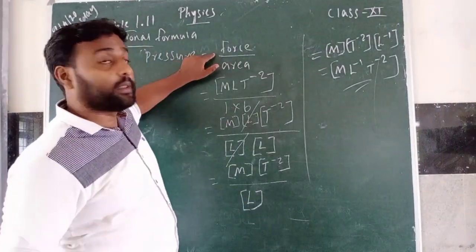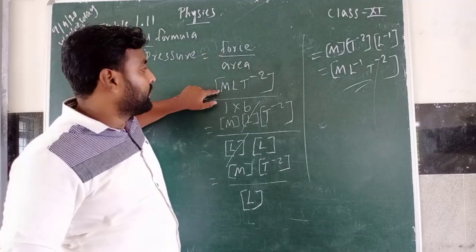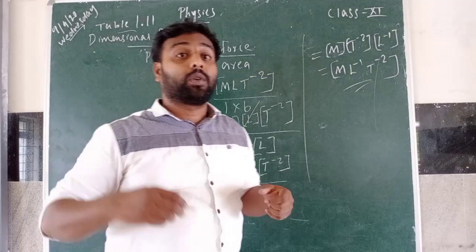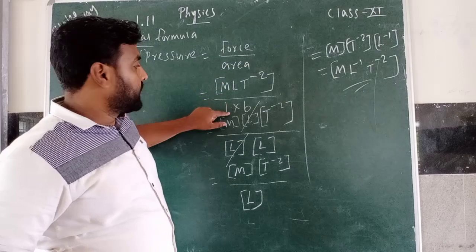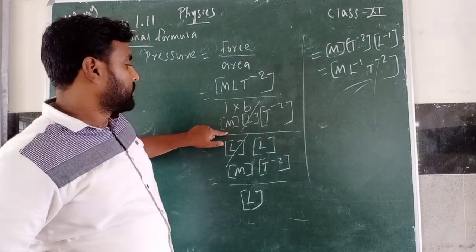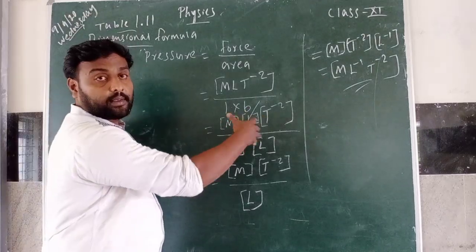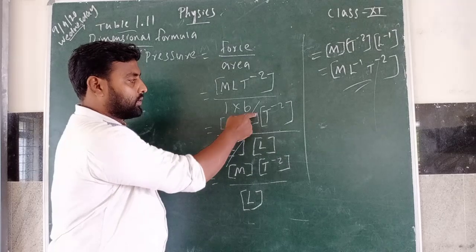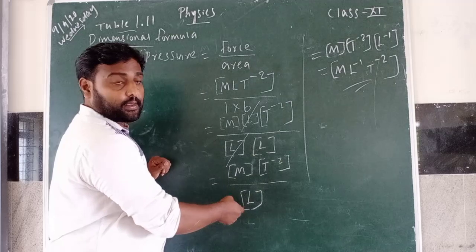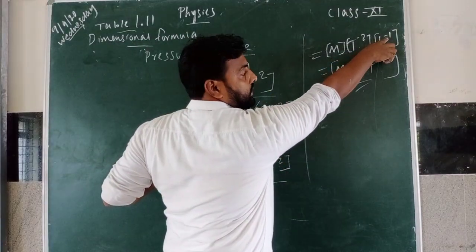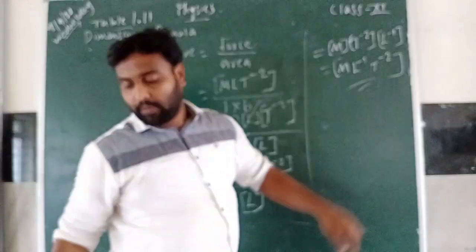Again listen here. Pressure formula is force by area. Already we know the force dimensional formula is M L T power minus 2. Otherwise you have to find out by using the expressions. Now area means length into breadth. For the cancellation, split this into separate square brackets. So cancel this L. Here one L is there, so when this L comes upside down, minus 1 will come. So M L power minus 1 T power minus 2.